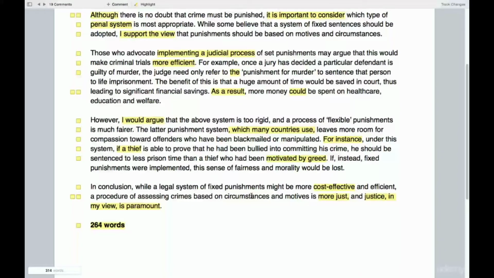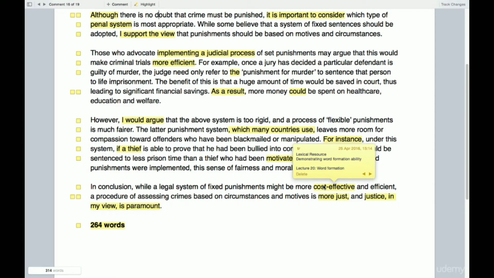Let's look at the conclusion. In conclusion, while a legal system of fixed punishments might be more cost-effective and efficient, a procedure of assessing crimes based on circumstances and motives is more just, and justice, in my view, is paramount. So a few bits of language to go through here.